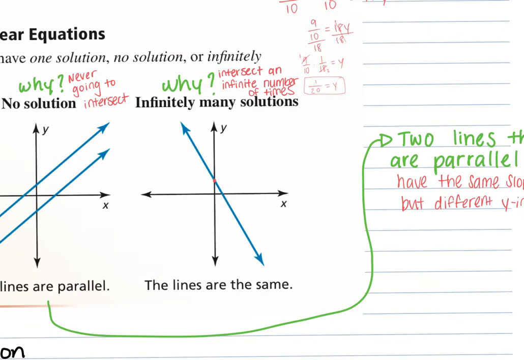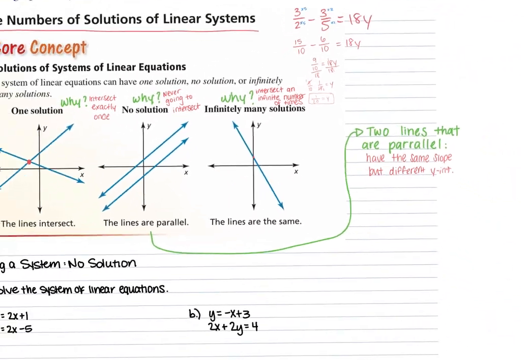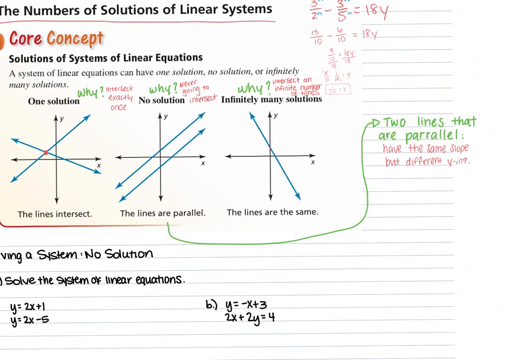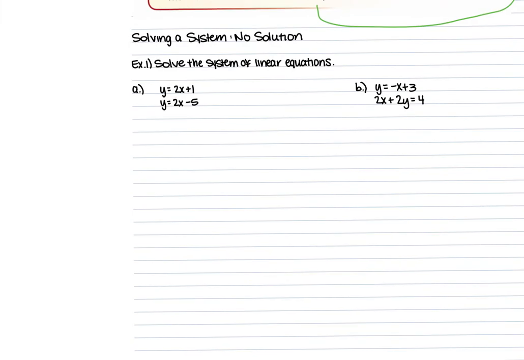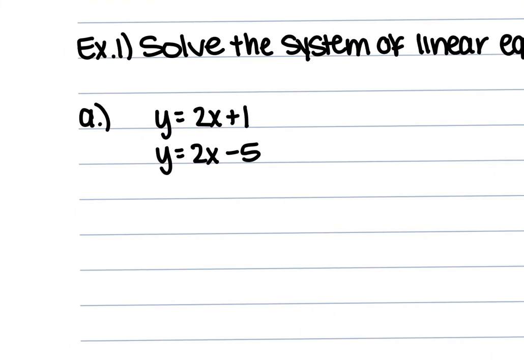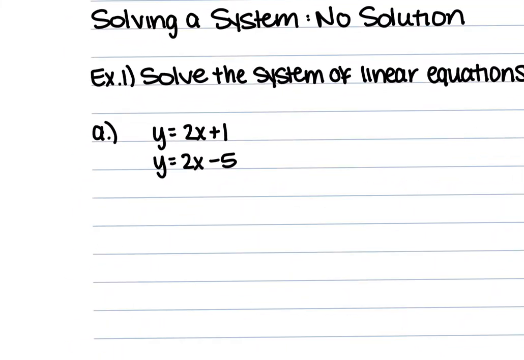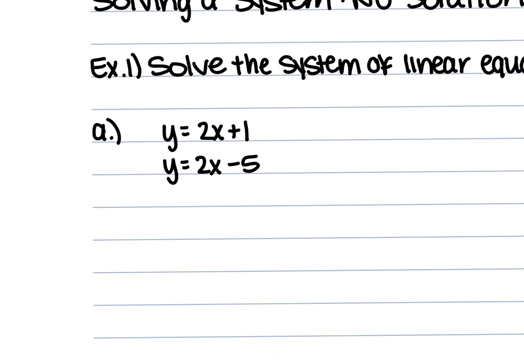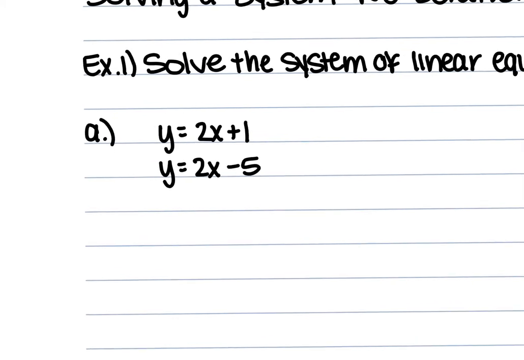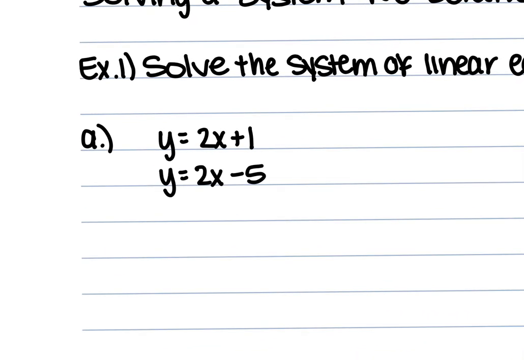Okay? So the lines are exactly the same. All right, let's see examples of no solution and infinitely many, okay? So for these examples, I want us to start getting really good at determining which method to use. So for A, we can either use substitution or elimination, or we can think about these as graphs, okay? Let's start off by using substitution.